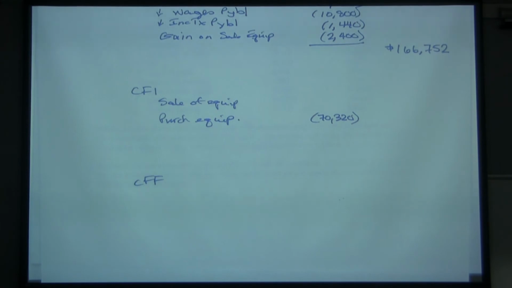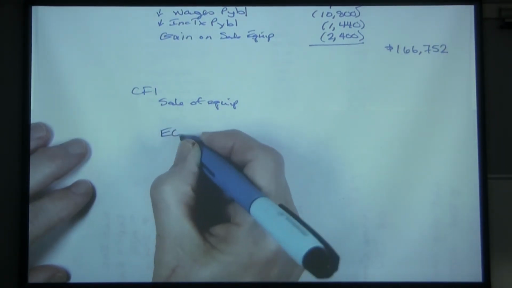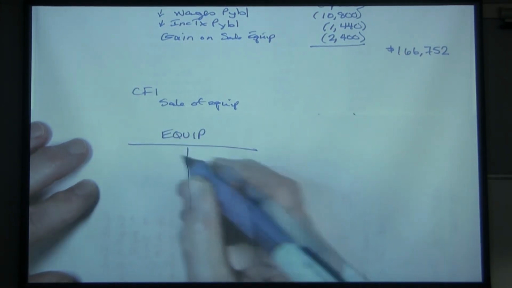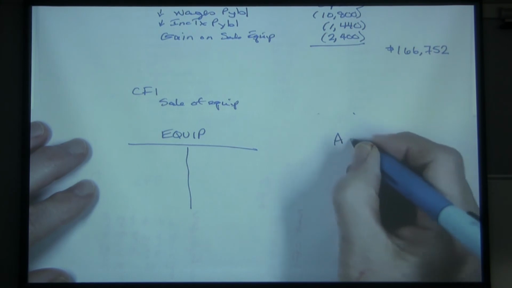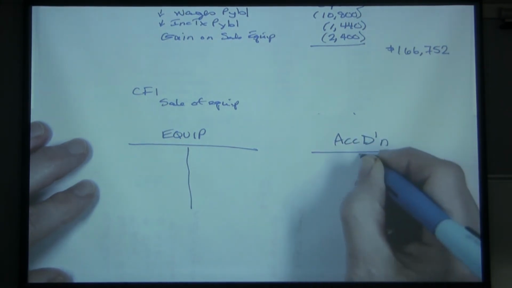That's a separate calculation, which I will show you now. We need to create two T accounts to show us what's going on with the equipment. We need to show equipment, and we need to show what's changed with the accumulated depreciation for the equipment.